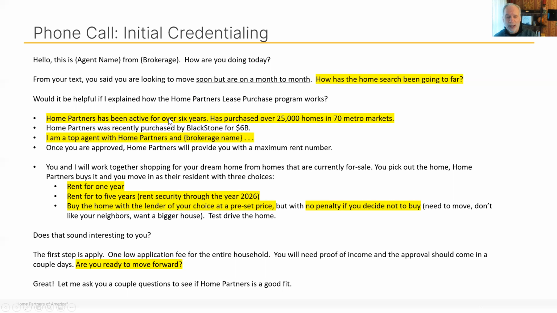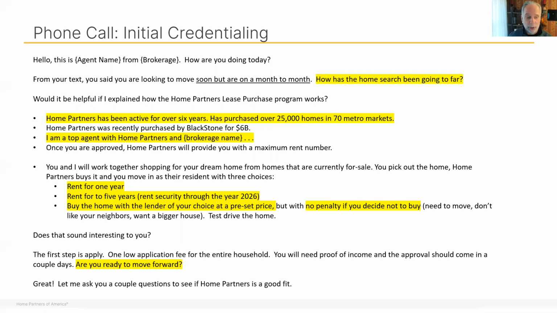So Home Partners has been active for 6 years. They have purchased over 25,000 houses in 70 metro markets. You might have heard, Henry, you might have heard, Mary, they were purchased by Blackstone for $6 billion in 2021.